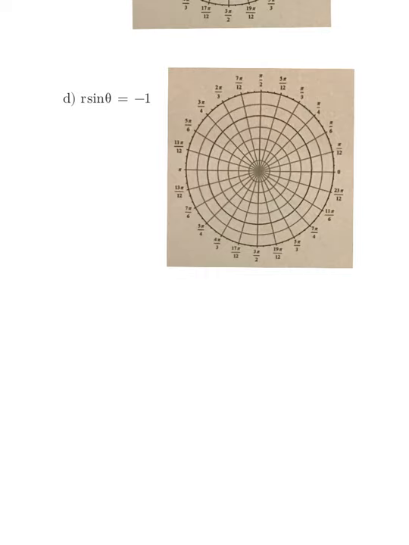For r sine theta equals -1, we want a horizontal line that is 1 below the center. So it's right in here. There's your 1 that's below the center. Now you want a horizontal line through that. Just pretend my line is actually straight. And that is the graph of r sine theta equals -1.